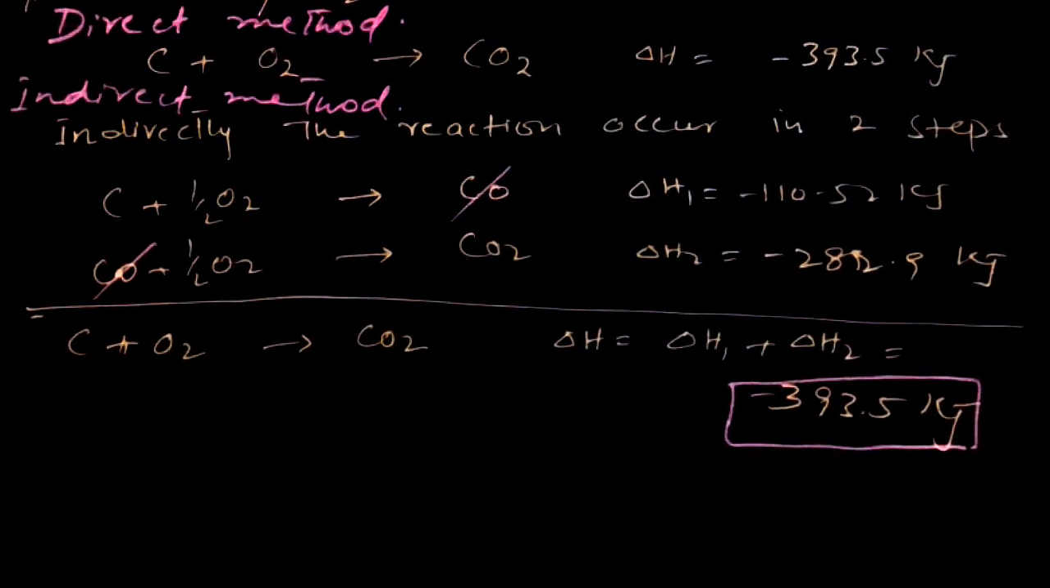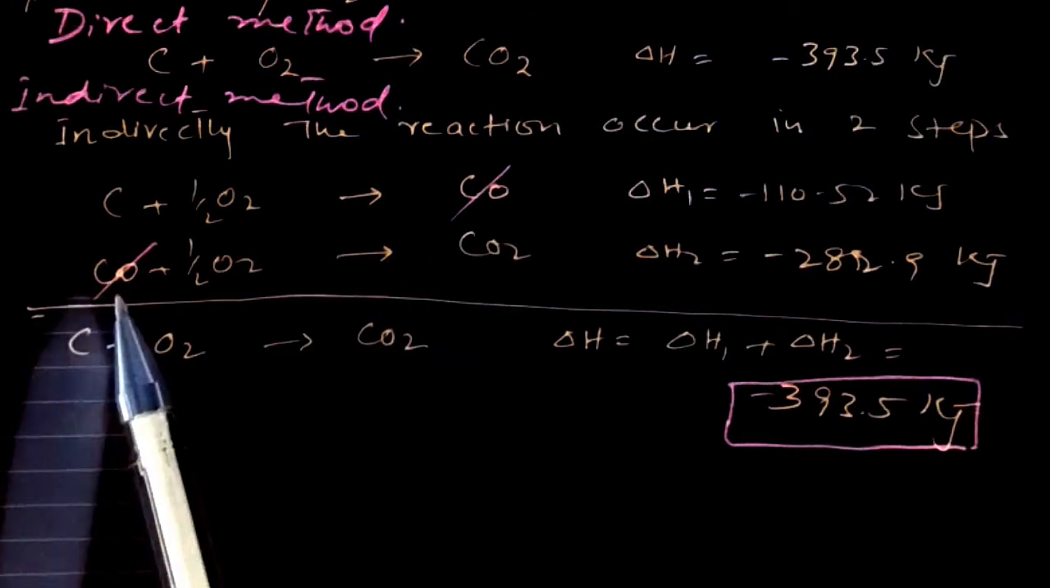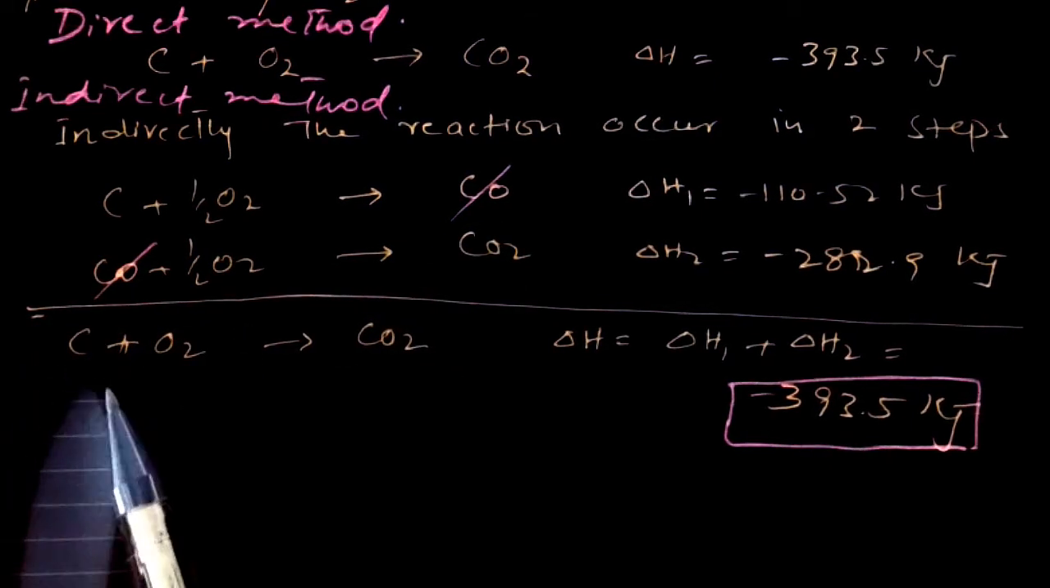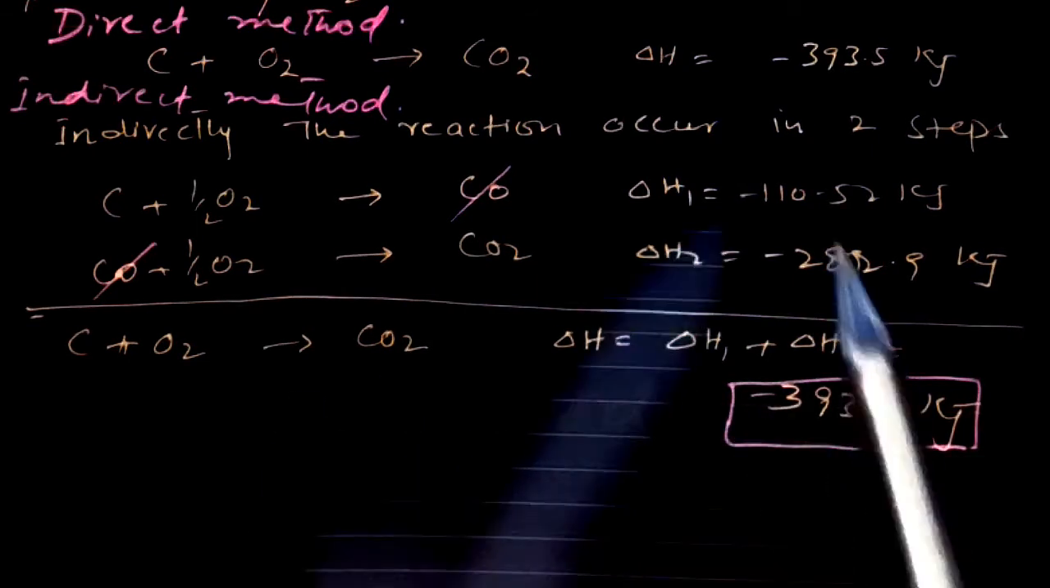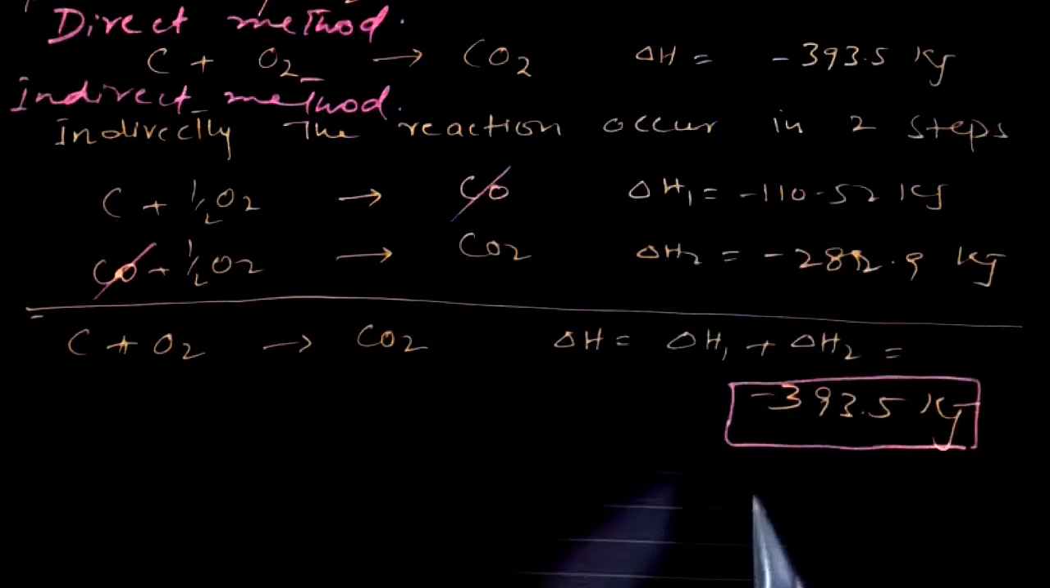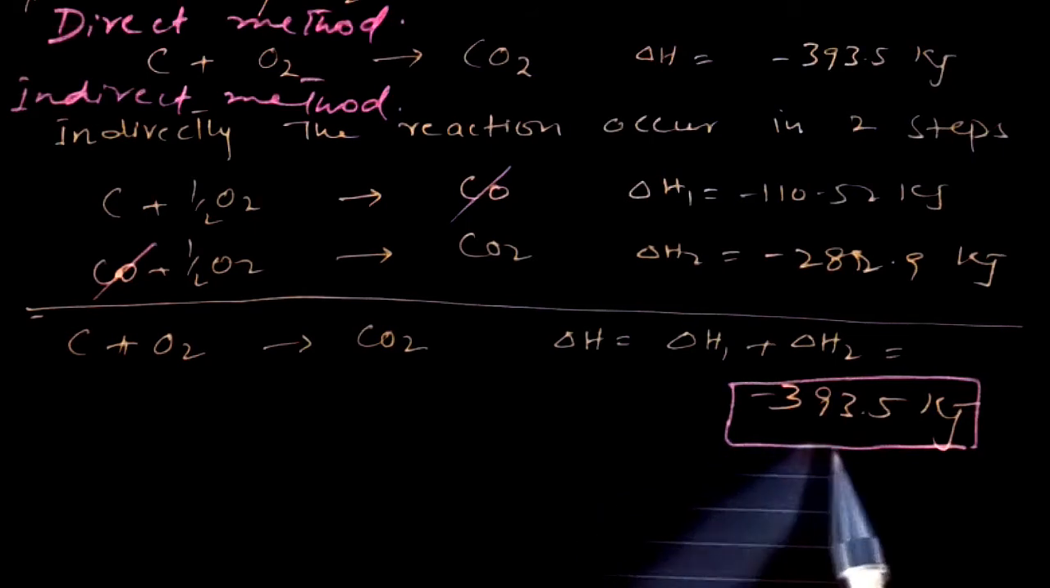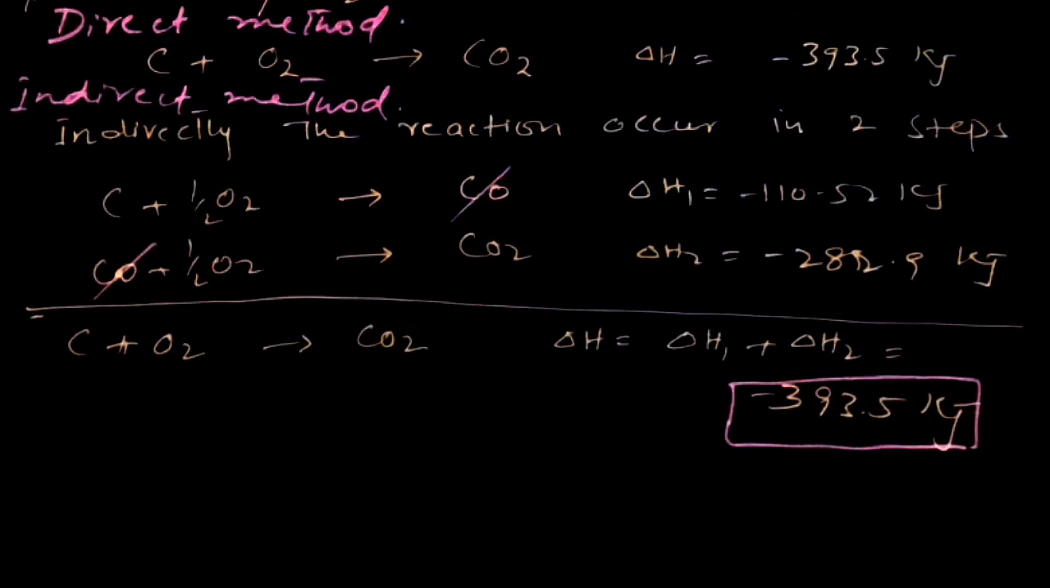We combine both the reactions. Carbon monoxide cancels with carbon monoxide, and the net reaction is carbon plus oxygen to form carbon dioxide. When we add both the steps, the amount of energy released is minus 393.5 kilojoules. That is basically the heat of combustion of carbon in the presence of oxygen.